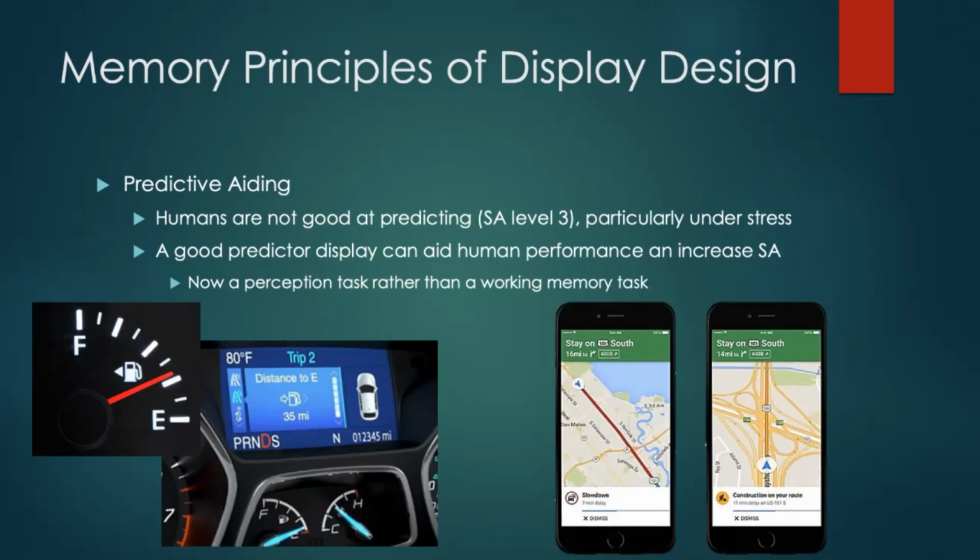Right? You can think about real-world predictive displays like you have with your phones that are giving you the indication of what traffic is going to be like, allowing you to make those decisions ahead of time rather than waiting until you get into traffic.